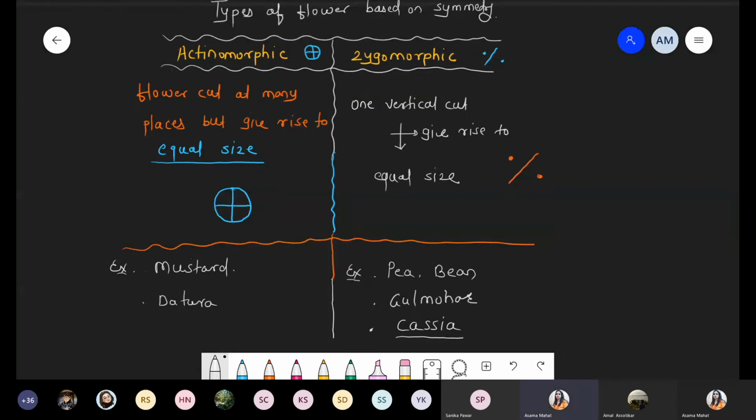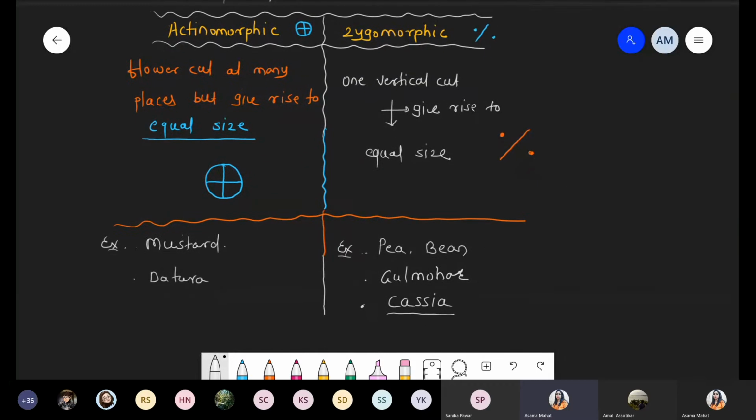Cassia, underline. So here we are talking about mustard and datura, examples of actinomorphic flower, and under the zygomorphic, that is pea plant, bee plant, because pea and bee both belong to the Fabaceae family. तो हम आगे देखेंगे, but हाँ, Fabaceae family, this part is excluded from the syllabus.